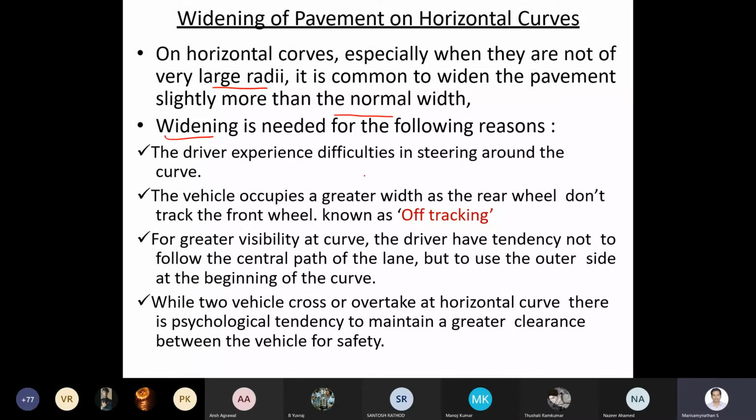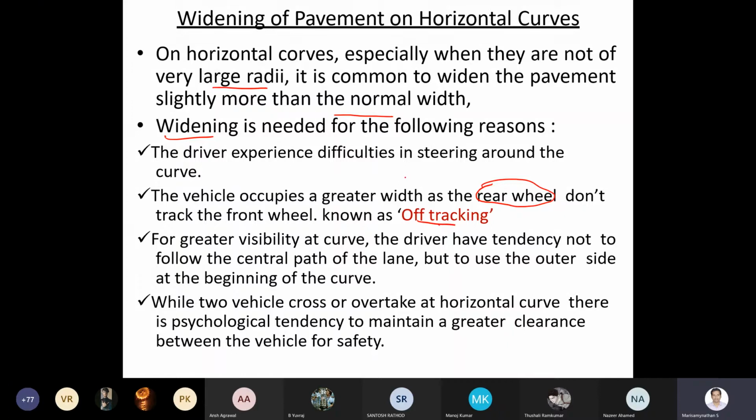Then the second, a very important one, is the off-tracking behavior. What it means is that the vehicle occupies a greater width as the rear wheel doesn't track the front wheel. The front wheel might follow a path, but it is not possible for the rear wheel to follow the same path. That kind of mismatch is considered off-tracking. That off-tracking behavior is rectified by providing this extra widening.